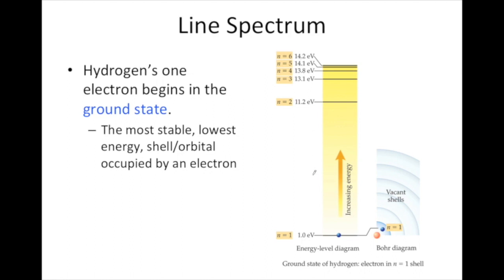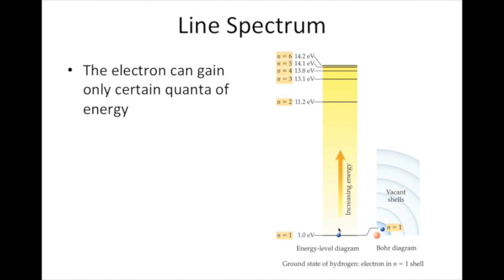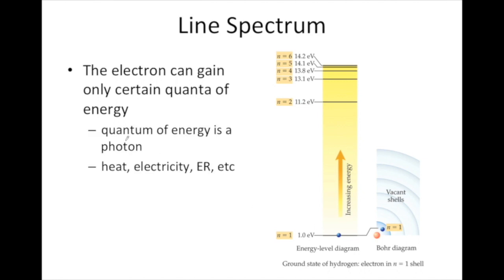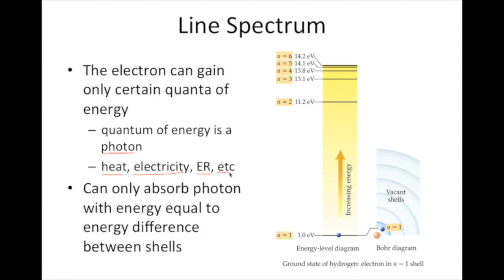Hydrogen has 1 electron, and that electron begins in the first shell. This is what we call the ground state. This is the most stable, lowest energy shell occupied by an electron. And remember, electrons can only gain certain quanta of energy. A quanta of energy is basically what we call a photon. So electrons can only absorb photons with certain energies. To get an electron to absorb a photon of energy, we could heat it, run an electric current through there, bombard it with electromagnetic radiation, or some other methods. So our hydrogen electron can only absorb photons with energy equal to the energy difference between shells.